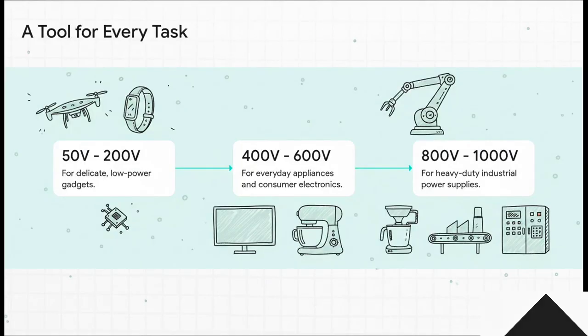So think of this M series as a complete toolkit. The ones at the low end, say 50 to 200 volts, those are your precision tools. Perfect for really delicate stuff like tiny sensors. Then you've got your mid-range, the 400 to 600 volt guys. That's your all-purpose workhorse for everyday things like your TV or your blender. And then you have the heavy-duty stuff, the 800 and 1,000 volt models. These are for the big jobs, like industrial power supplies. You gotta match the tool to the task.